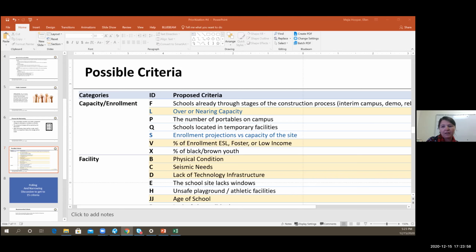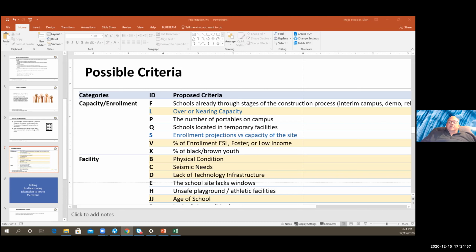We should define, though, what we are trying to achieve with this particular criteria. So understanding that both of these do have to do with capacity and enrollment, what is your proposal, Don, for how it would be measured? I am less interested in the capacity today because that is fluid, as I am the projected enrollment versus the capacity for the future. I mean, actually, the way that item S is labeled, it describes it more accurately, in my opinion, than anything else. I have a problem with just the way L is described as over or nearing capacity, because again, that's fluid.